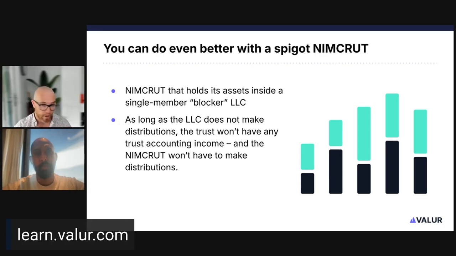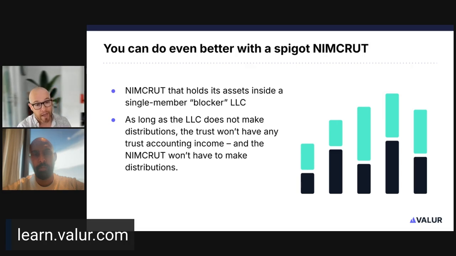And so it's basically a NIMCRUT, but as long as the assets and the proceeds stay inside of the LLC, there will be $0 of net trust income, net accounting income. And as a result, the NIMCRUT won't be forced to distribute anything. So you have the NIMCRUT, the LLC owns Apple stock, you sell the Apple stock at a gain, but because it's in the LLC, the NIMCRUT doesn't see any accounting gains, and as a result, it's not distributing anything.